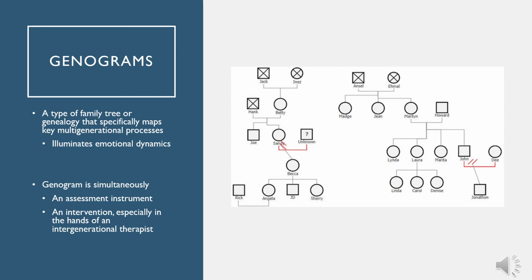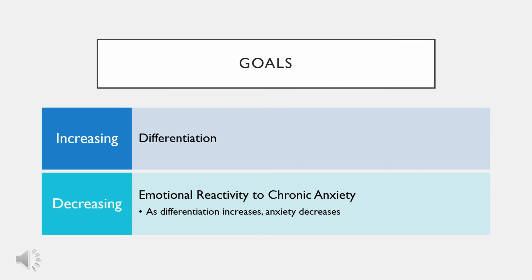Goals in Bowenian therapy. The first one is increasing differentiation, which makes a lot of sense based on what we have talked about so far. The second one is decreasing emotional reactivity to chronic anxiety. Again, as we mentioned before, as differentiation increases, anxiety decreases.